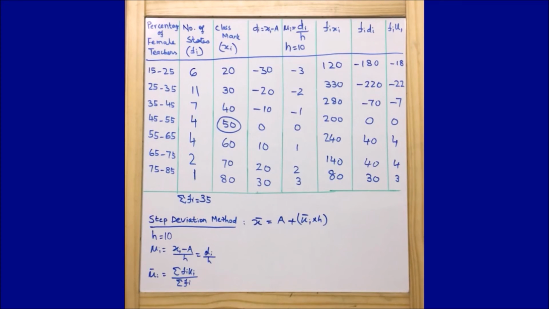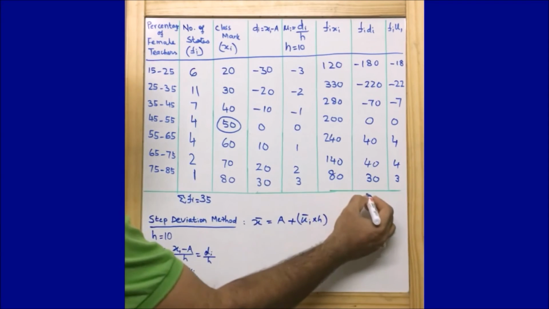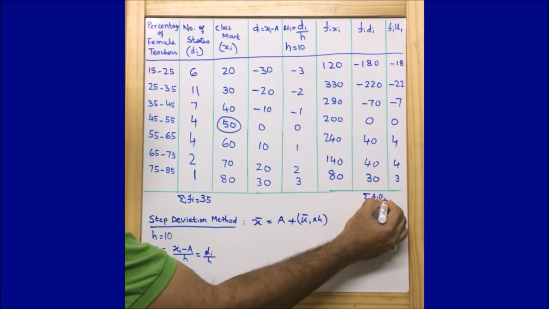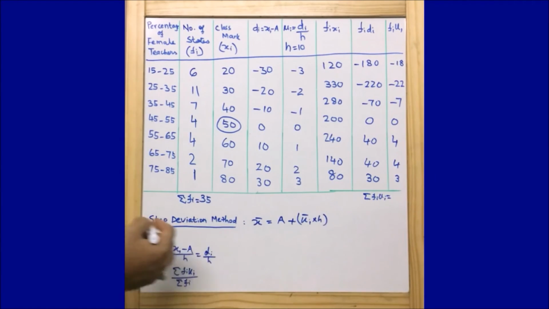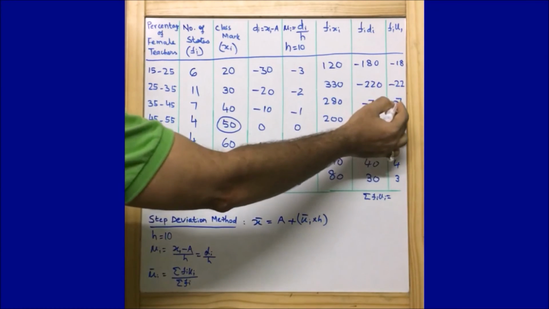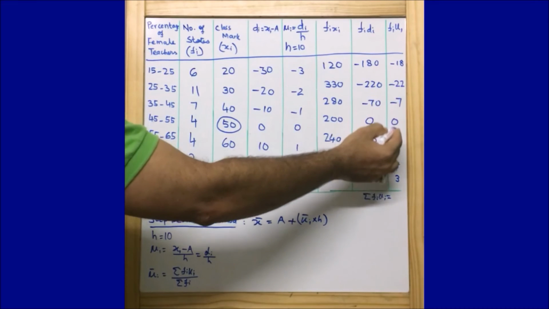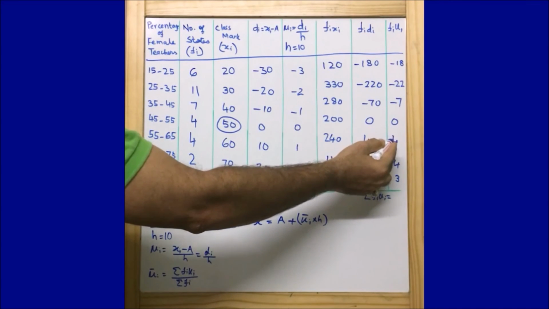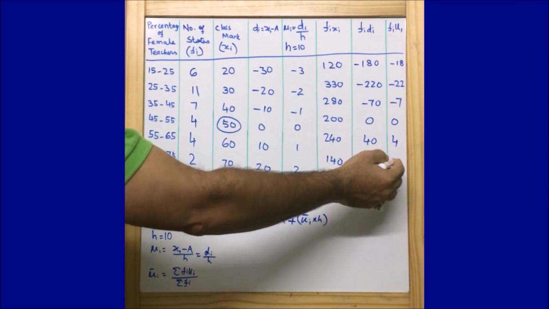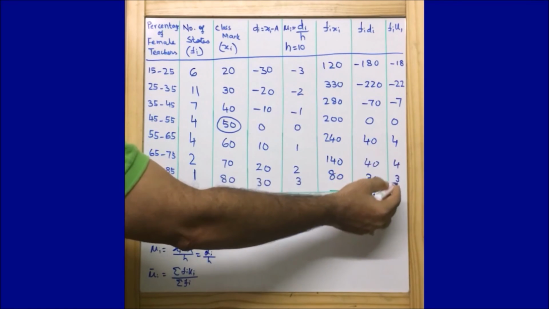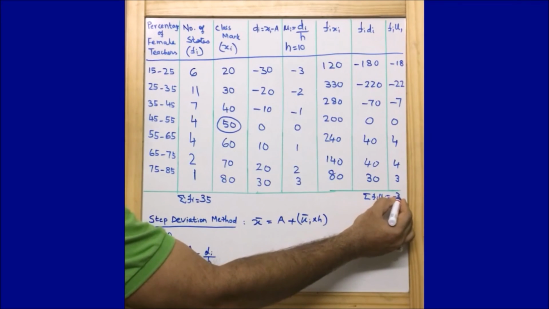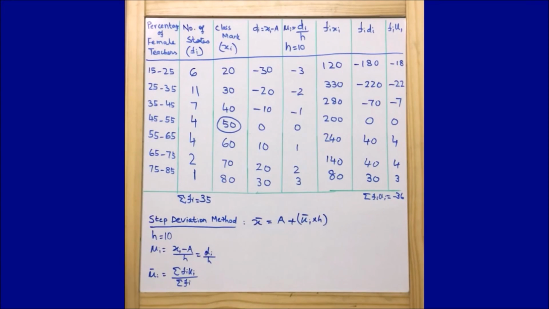And let us add this and see what we are getting. So I can write summation of fi ui is equal to how much we are getting. Minus 18 minus 22 is minus 40. Minus 40 minus 7 is minus 47. Minus 47 plus 4 is minus 43. Minus 43 plus 4 is minus 39. Minus 39 plus 3 is minus 36. So guys, we are able to find out the value of summation fi ui as minus 36.